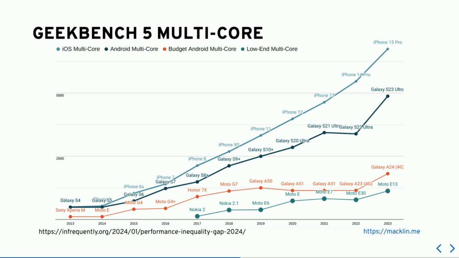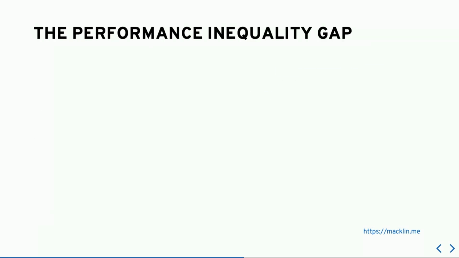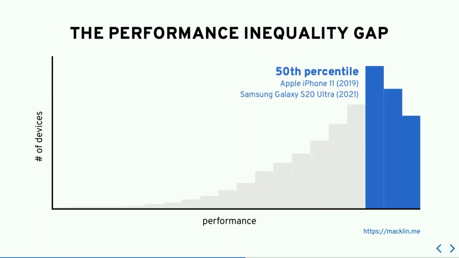Here's another example with multi-core devices. Still the same problem, essentially. There's a gulf there that's getting larger. So I mentioned this is the performance inequality gap. Another way to plot this is if we look at the median device at the 50th percentile, that's something like an iPhone 11 or a Samsung Galaxy S20. So 50% of people have those devices, and they have a good experience.